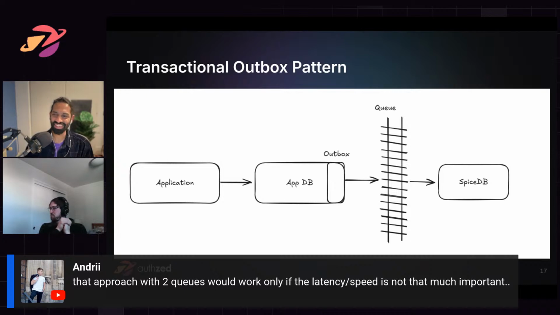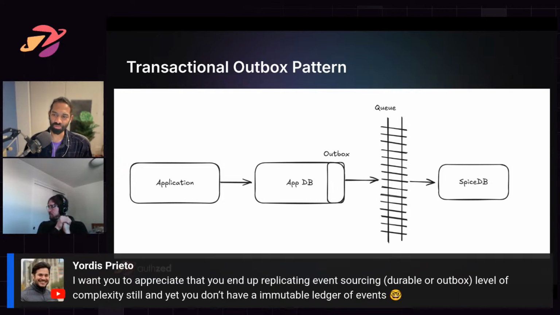Question from Yordis, who says, you end up replicating event sourcing, durable or outbox level of complexity. Still, you don't have an immutable ledger of events. Are we talking about the transactional outbox pattern, or was this a response? Okay. An immutable ledger of events. So what do you mean by that?